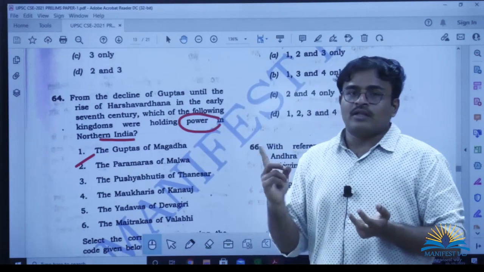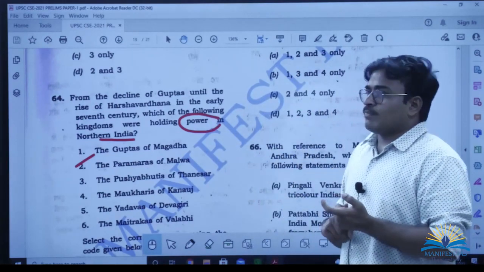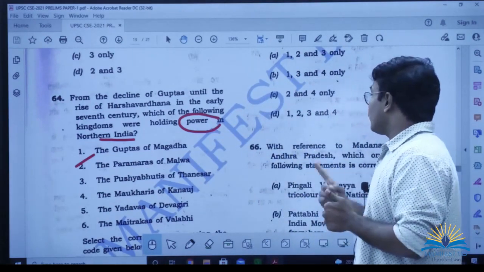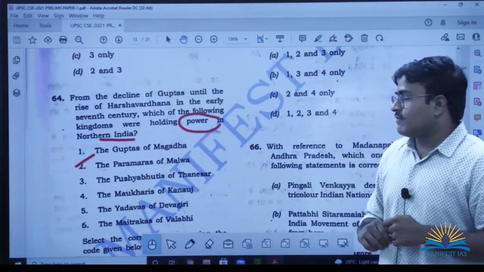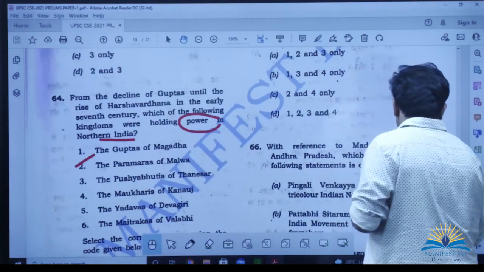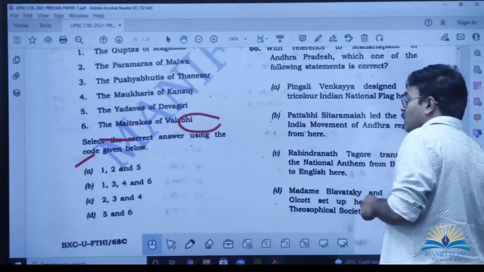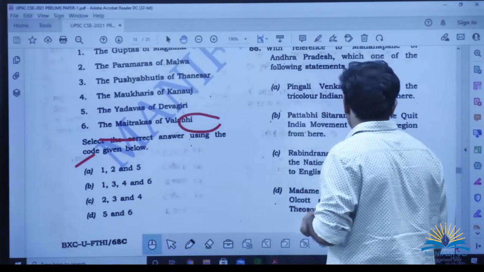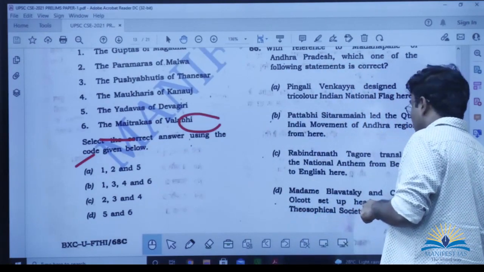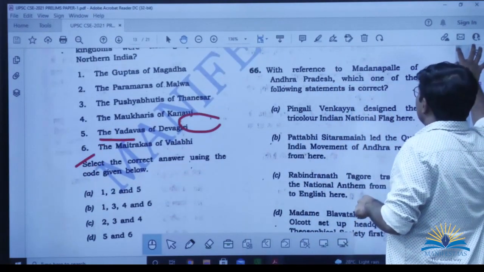Later Guptas from the Magadha region. Along with that, we had the Pushabhutis and Maukaris. So all these four kingdoms are present. So the answer for this question is 1, 3, 4 and 6, that is B is the answer. Next question, if you see, there's a next question.